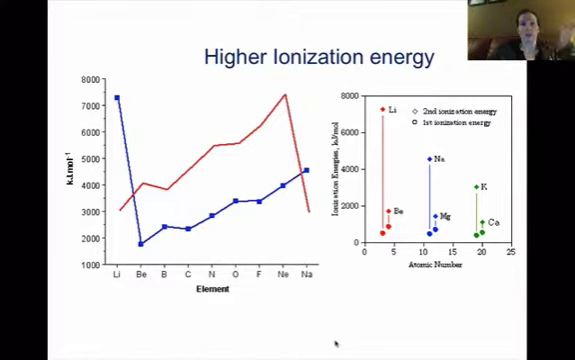So if you're working with the fourth ionization energy, anything that usually takes on +1, +2, or +3 would have a very high fourth ionization energy. But anything that could take on a +4 or potentially bigger would have a low fourth ionization energy.